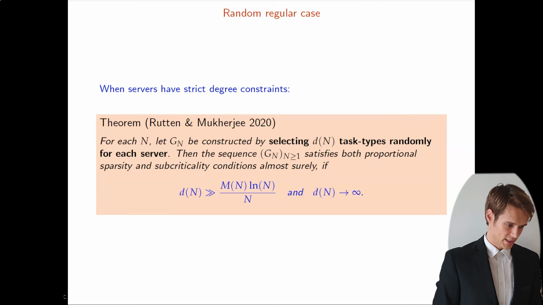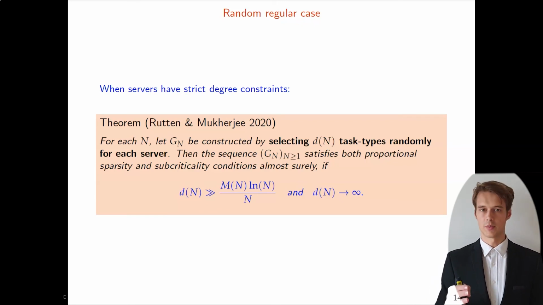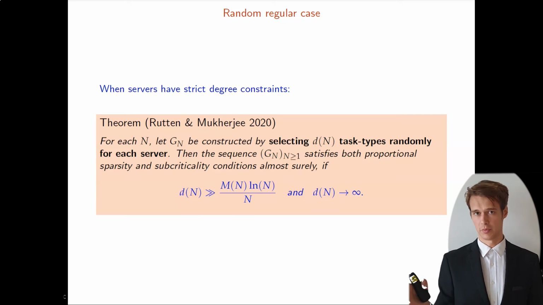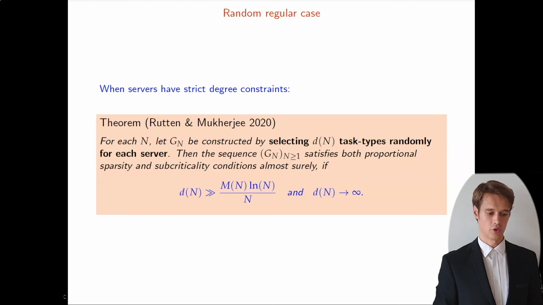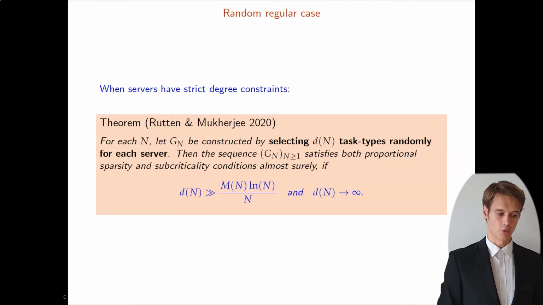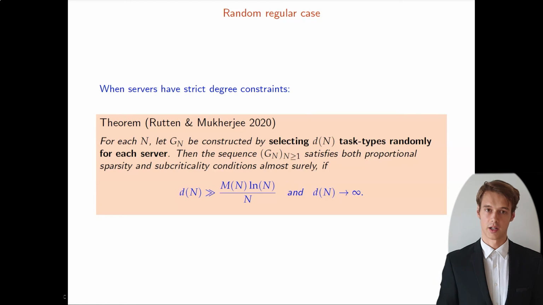So here's the theorem that says this. Let's say each server selects D_n types at random out of all the dispatchers. Then we actually see proportional sparsity if D_n grows large enough. So D_n should grow to infinity and should also grow proportionally to the logarithm of n over n. If it satisfies this property, then we see that it is proportionally sparse, and it also satisfies the limit laws.